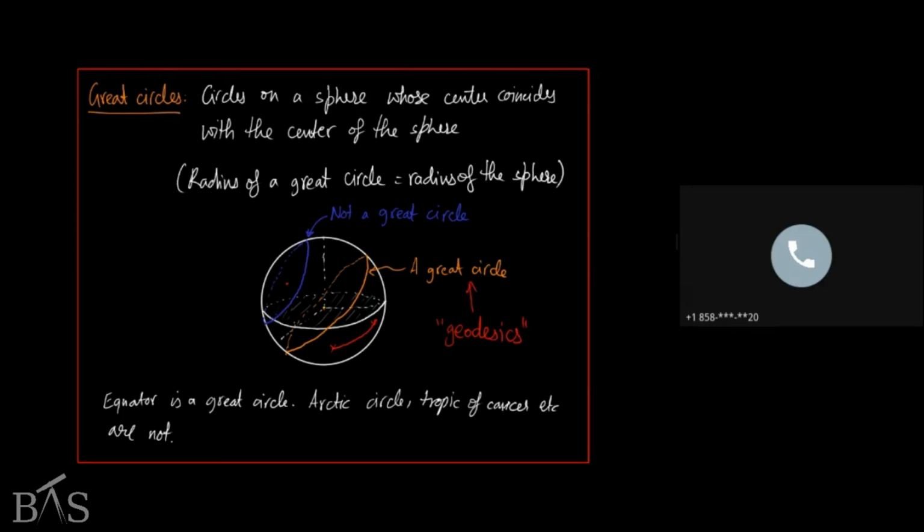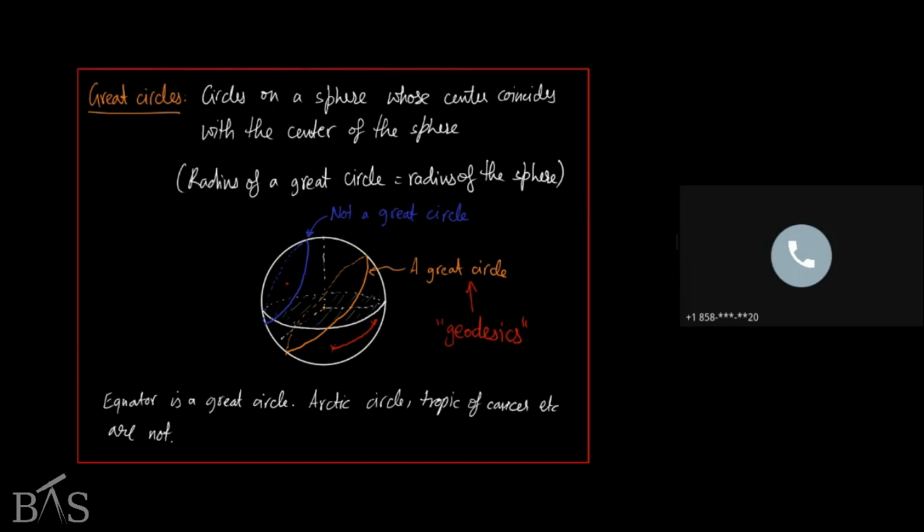An example of a great circle is the equator. The equator is a great circle. And things like the Arctic Circle and the Tropic of Cancer are not great circles because their centers lie offset from the center of the Earth, whereas the center of the equator passes through the center of the Earth. So the equator is a great circle, but the Arctic Circle, Tropic of Cancer, etc. are not. So this will become important later.